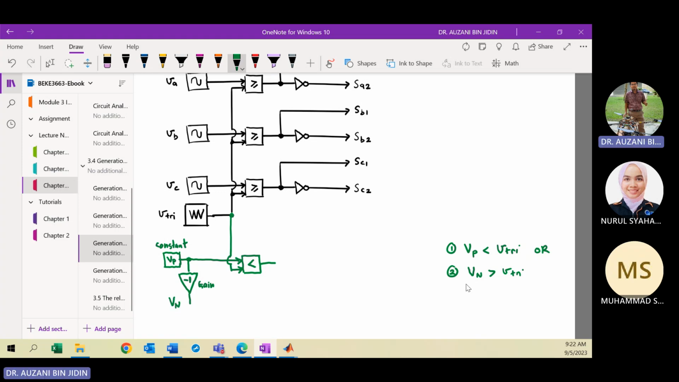Okay, then you can construct based on the second condition, where the operator will be larger than. The first input must be Vn.